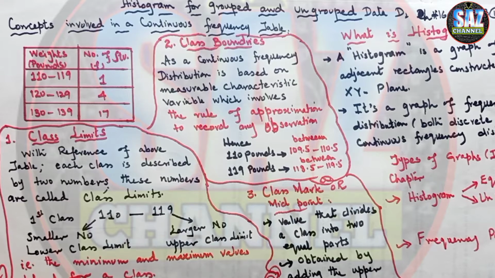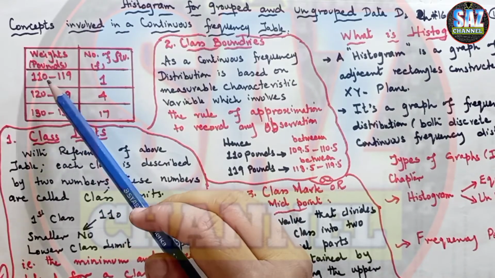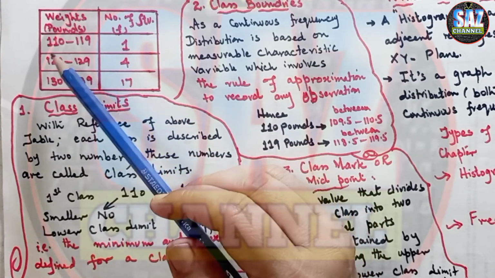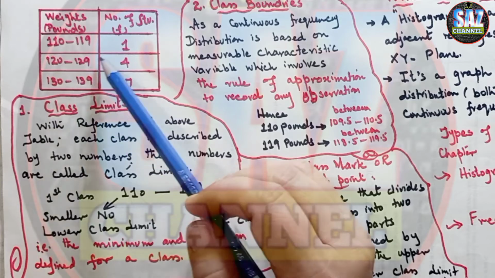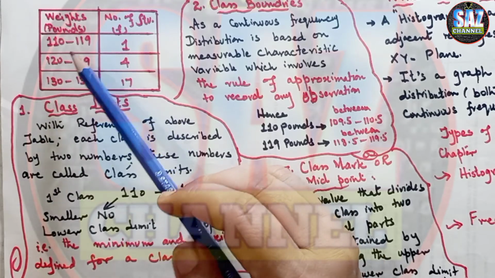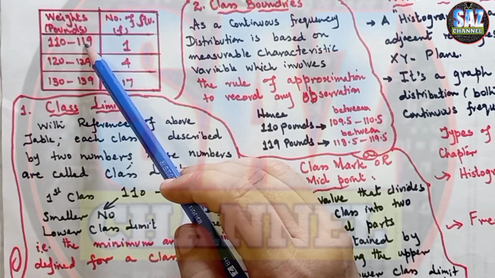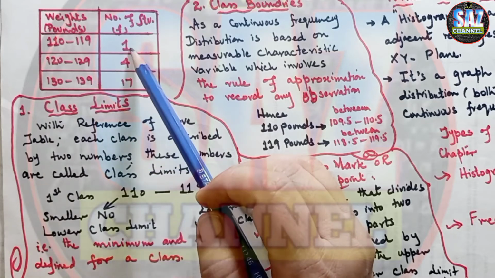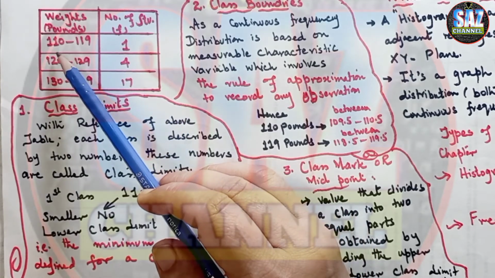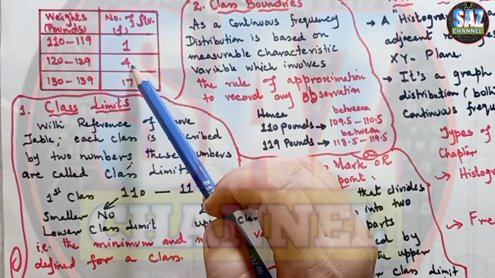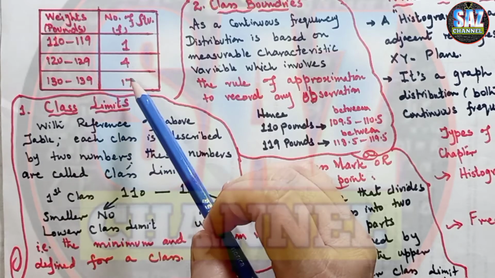In this lesson, I will be discussing the concepts involved in the continuous frequency table. Let's take the idea from this table, where we are given some weights and the number of students whose weights are given. We can see that the data is divided into different groups, and each group, or class, is defined with two numbers like 110 to 119, and the number of students who have a weight between 110 and 119 pounds is 1, and then 120 to 129 is 4, and 130 to 139 is 17.